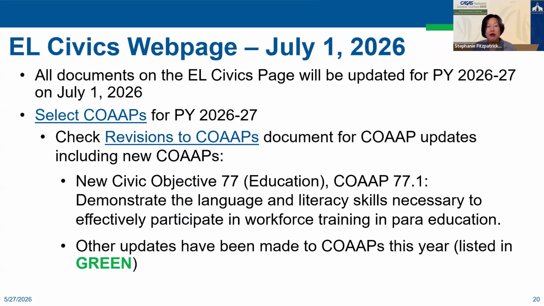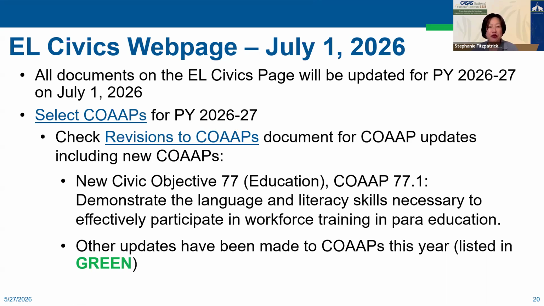All right, and then the EL Civics webpage update on July 1st, 2026. All documents on the EL Civics page will be updated for the program year 2026-27 on July 1st, 2026. To select CO-Aps for program year 26-27, you should first check the revisions to CO-Aps. There's a link here to the revisions to CO-Aps document for CO-Ap updates.